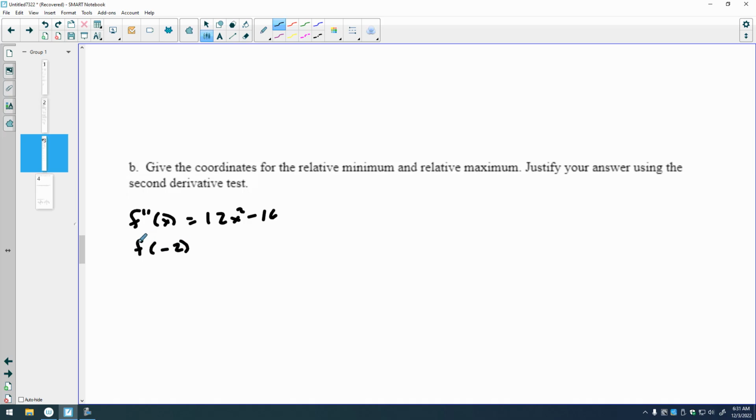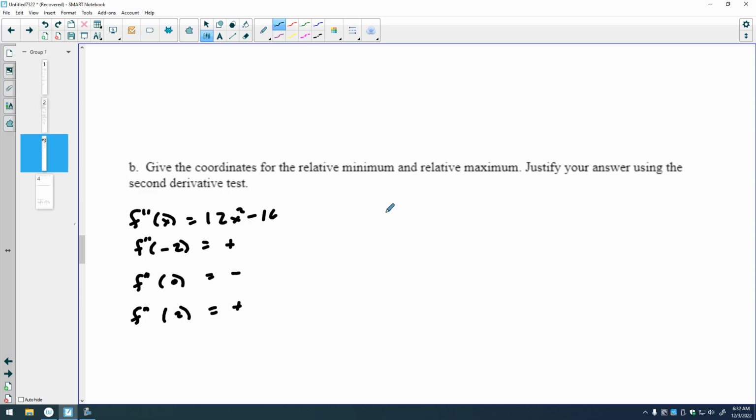So f double prime of -2 is what I'm looking at. -2 squared is a positive 4 times 12 is 48 minus 16 is positive. F double prime of 0. 0 squared is 0 times 12 is 0 minus 16 is negative. F double prime of 2, exactly the same as -2 because that's squared and it's positive.